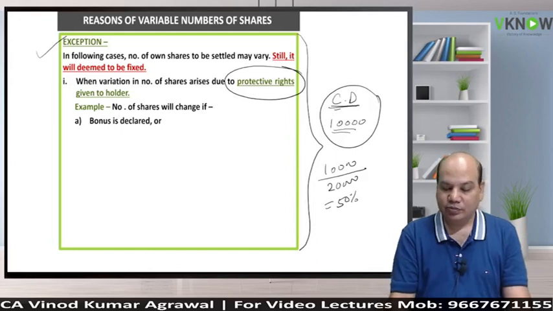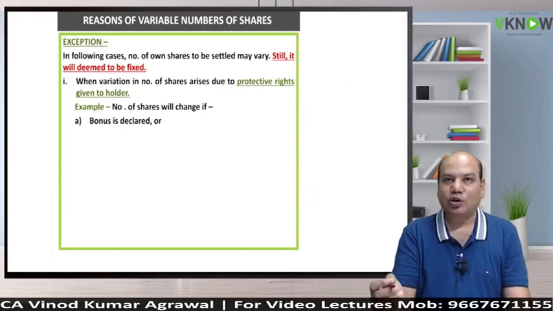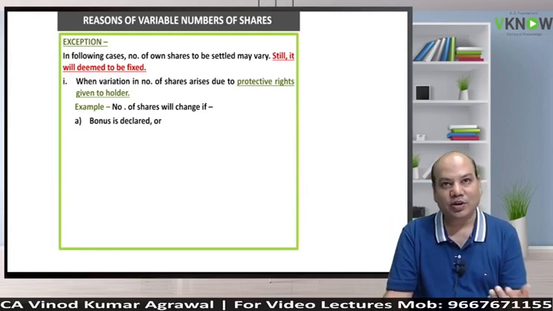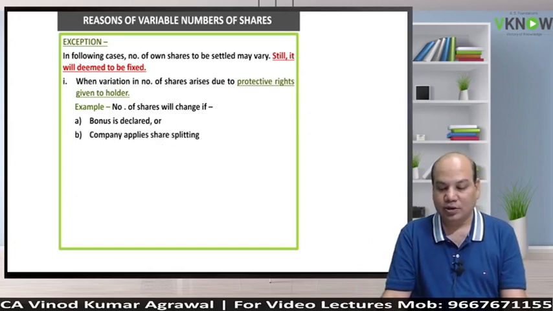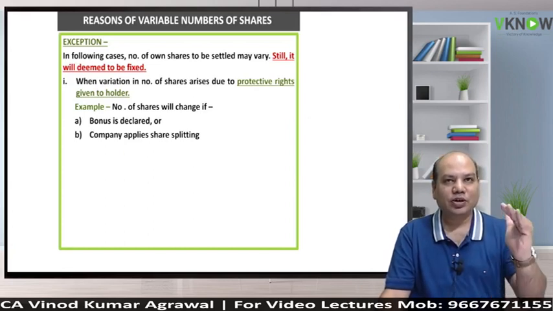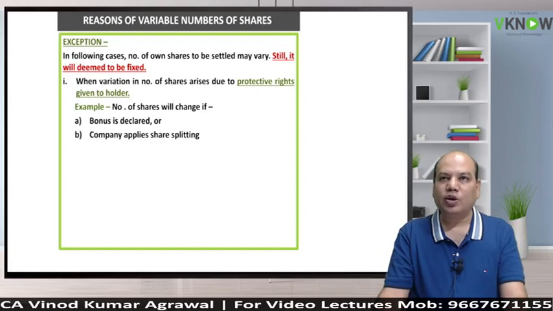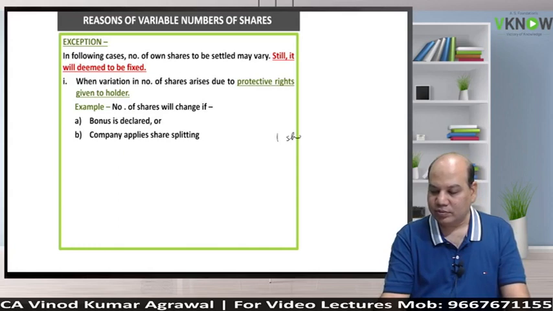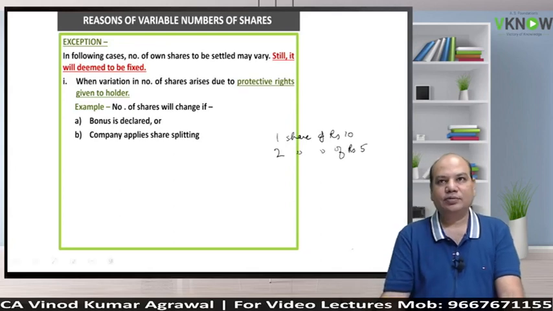Like this example, a debenture holder will also get bonus shares if bonus shares are issued to equity shareholders. So his share can vary, but it is a protective right. Then stock split. What is stock split? A share of higher face value is broken into shares of lower face value. One share of rupees 10 is converted into two shares of rupees 5. That is called share split.